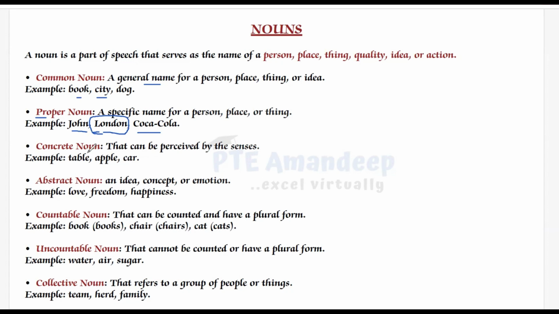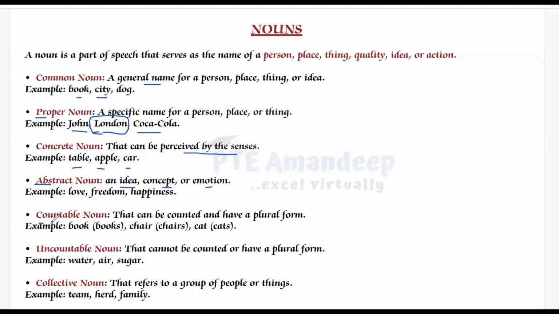Similarly, there are the concrete nouns. Concrete nouns are nouns for anything that can be perceived by the senses, for example, what we can see with our eyes or feel. Table, apple, car, everything around us comes under the concrete noun. Next are the abstract nouns. Abstract nouns include any idea, concept, or emotion, for example, the feeling of love, freedom, happiness, right? These types of feelings are abstract nouns. These are the names of the feelings, and the name of anything is a noun.